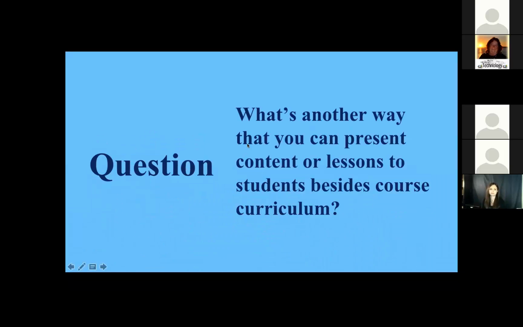Okay, so let me ask you something before, again, I move on to my design elements. What are some other ways that we can present content or lessons to students besides what we do in an online course? So think about all the ways that you guys would present information to students. Anything that comes to mind?